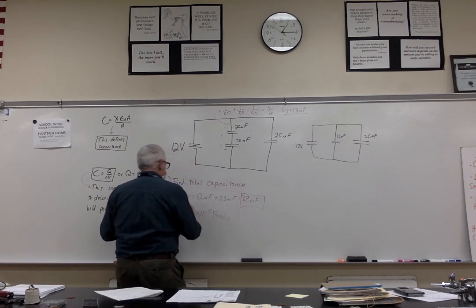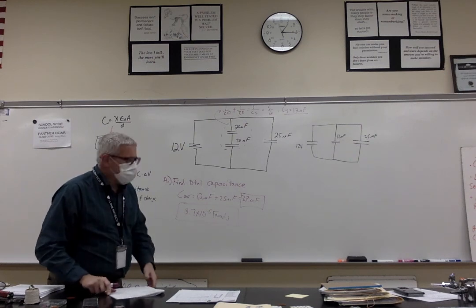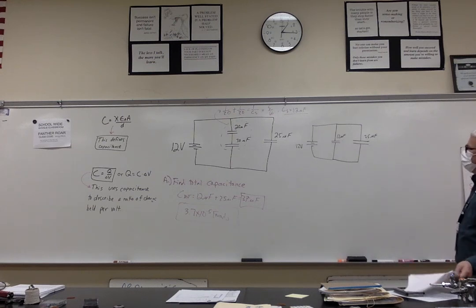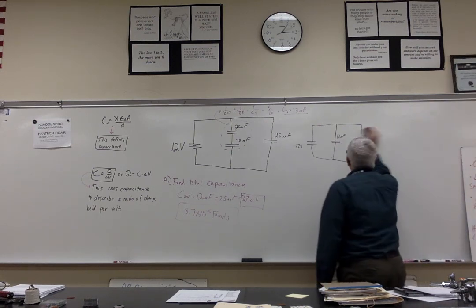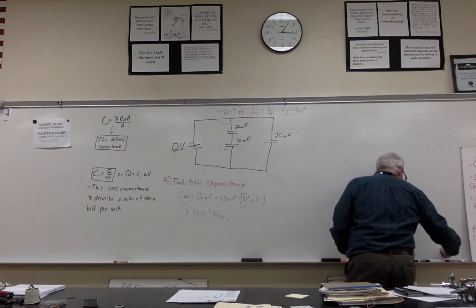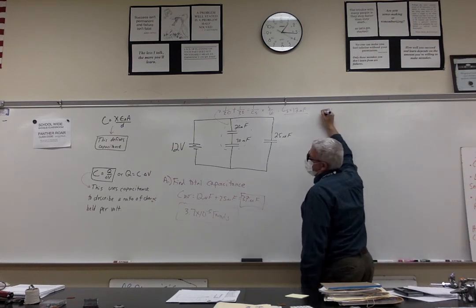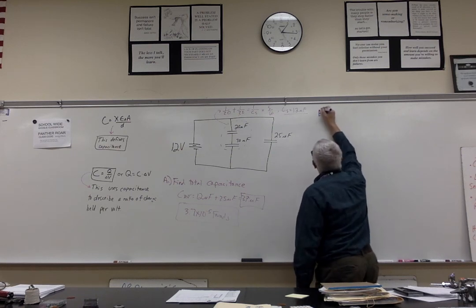And a lot of times, you may want to have this in standard units in order to help figure things out later. The second part of this that I want to do is figure out what the voltage is across the 30 microfarad capacitor. So I'm going to erase this. If I have to redraw it, I'll redraw it. That's not A. It's going to be B.